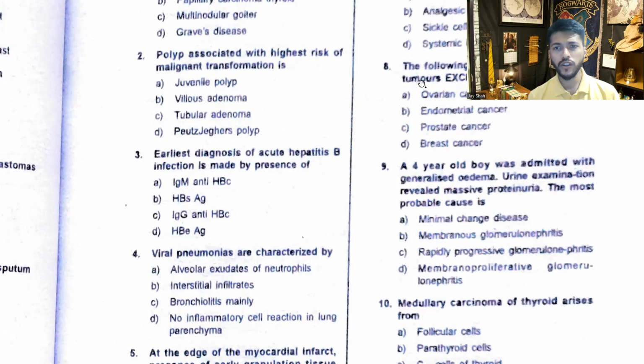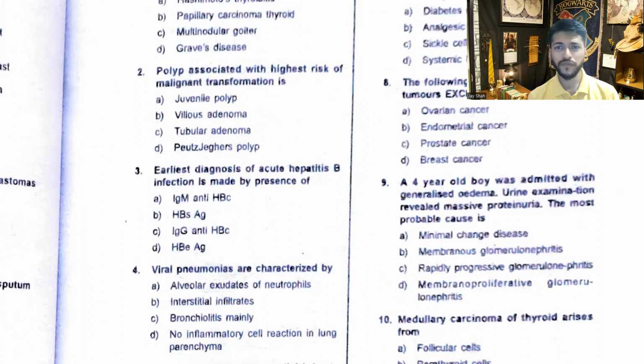Following are hormone-dependent tumors. Ovarian, no. Ovaries will themselves produce the hormones. They are not hormone dependent. Endometrial, yes, dependent on estrogens. Prostate, yes, dependent on androgens. Breast cancer, yes, dependent on estrogens and progesterone both.